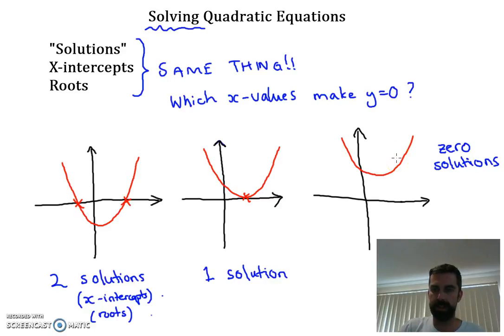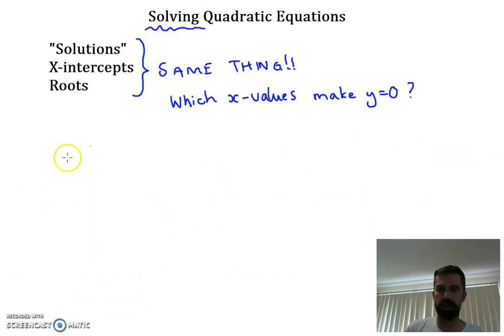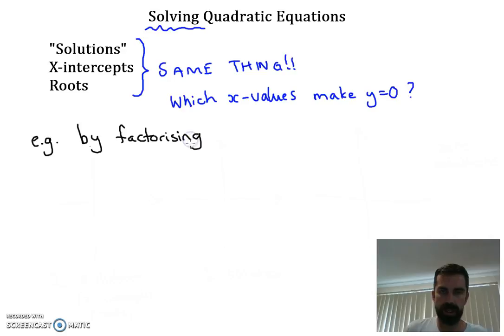Okay, let's look at some examples now of how we can use what we already know to find the solutions to quadratic equations. So the first example that I want to look at is finding the solutions using the factorized form, or by factorizing. So I'm just going to write here, e.g. by factorizing. Now, I'm not going to take you through the process of factorizing a quadratic because I'm assuming that you can already do that from our previous videos and work. So I'm just going to start with the factorized form.